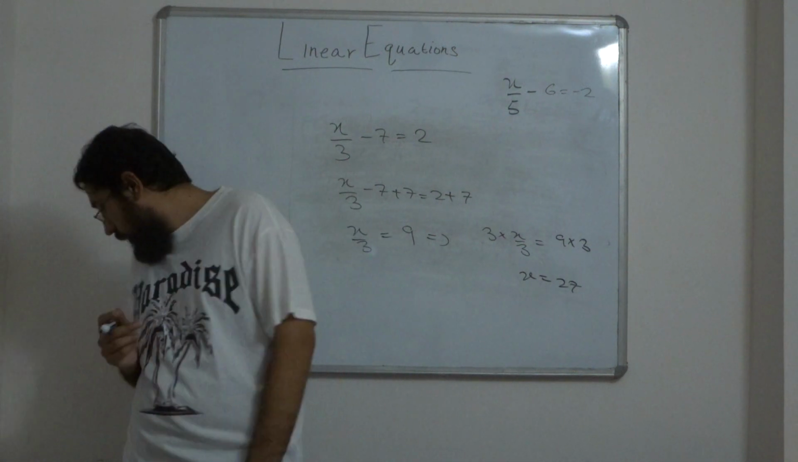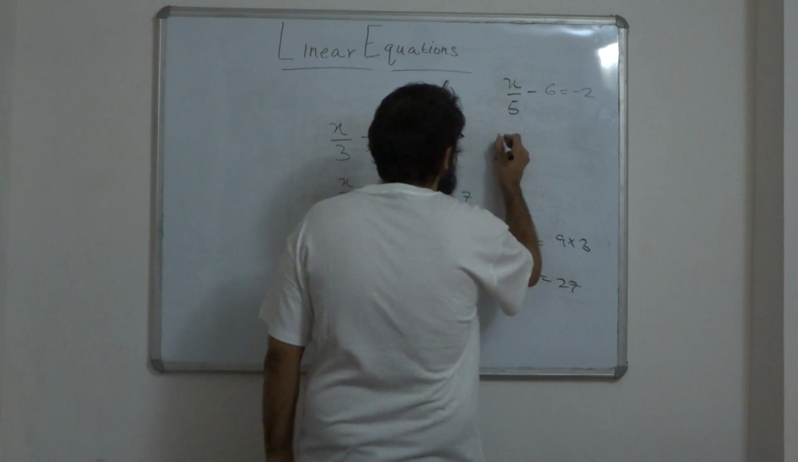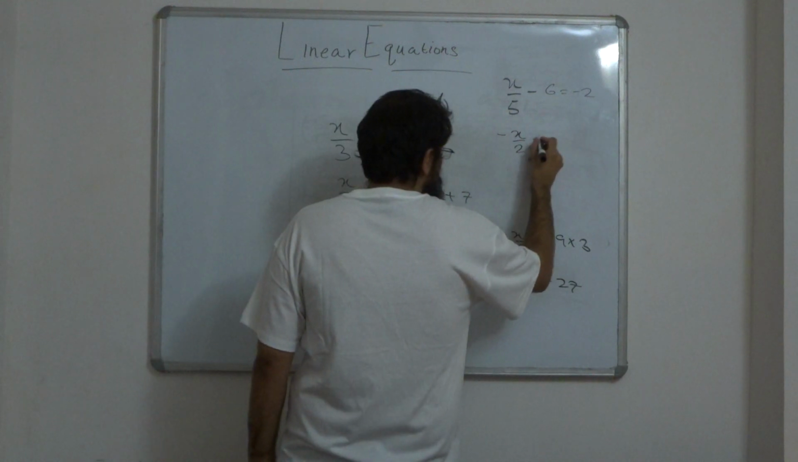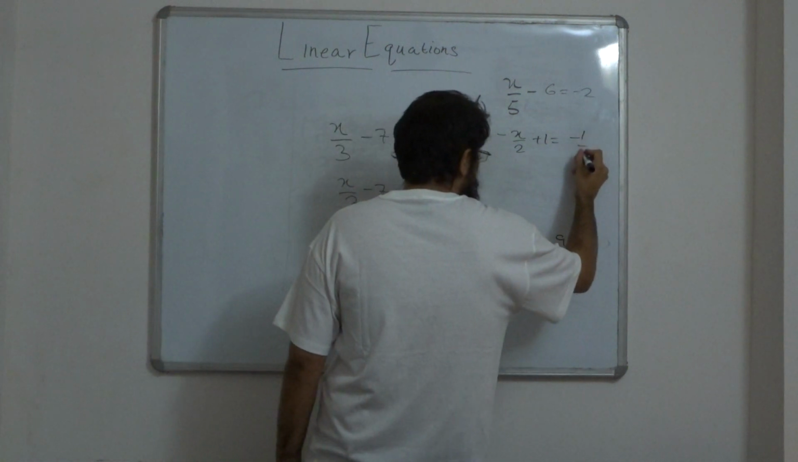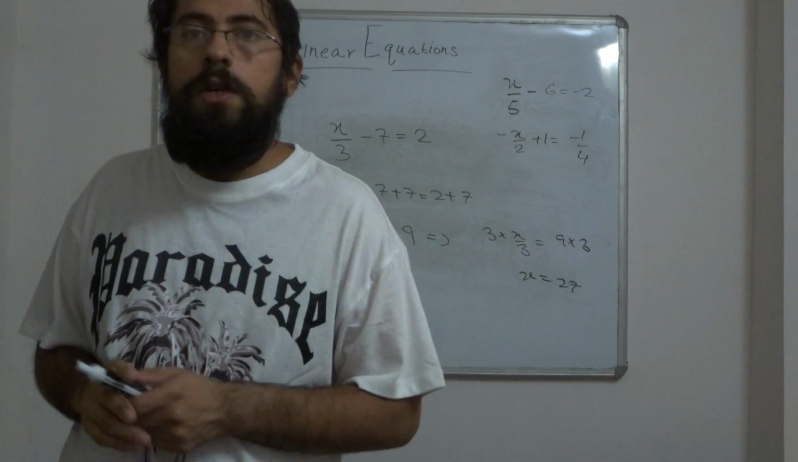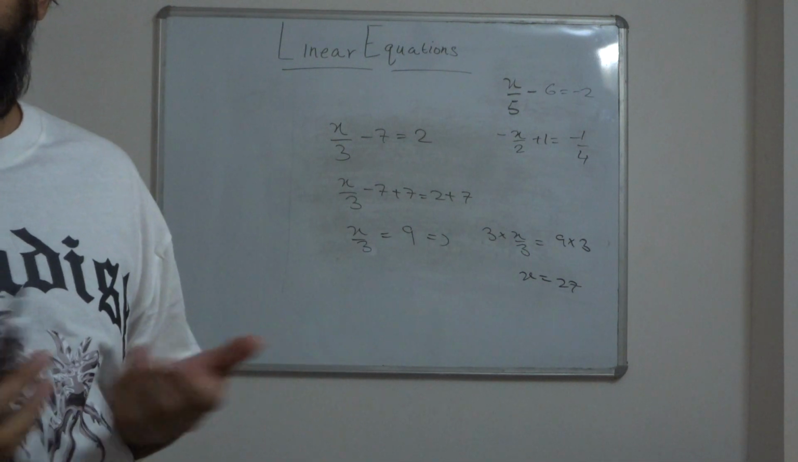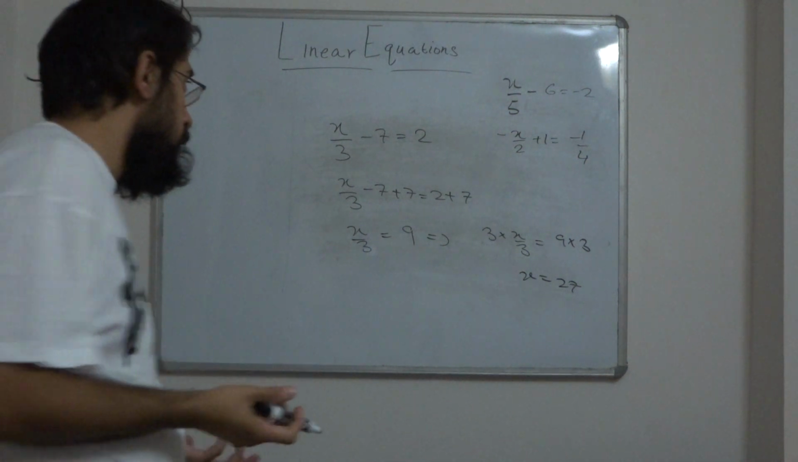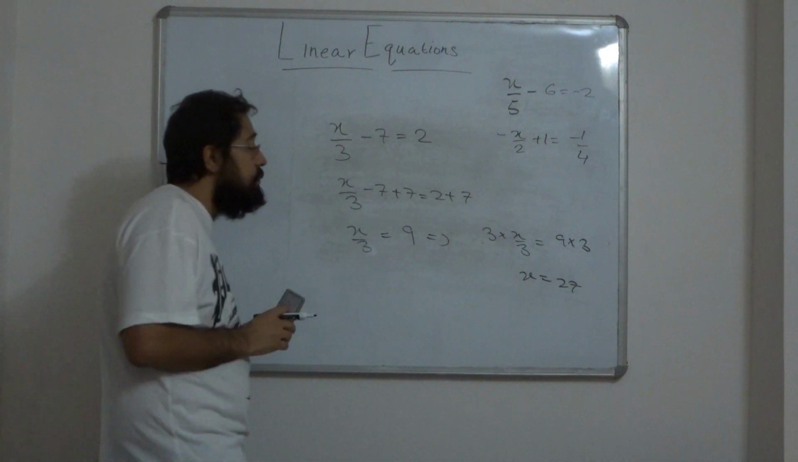Okay? And then guys, I want you to solve another one here. x upon 2 plus 1 equals negative 1 upon 4. Okay, I want you to solve this one. Now I know guys it's getting a little uglier, but sometimes linear equations can get ugly. They do not seem as straightforward as you think they are. Just remember that.